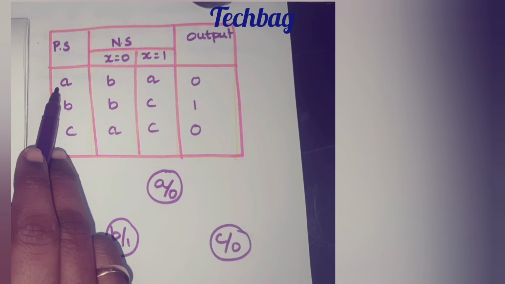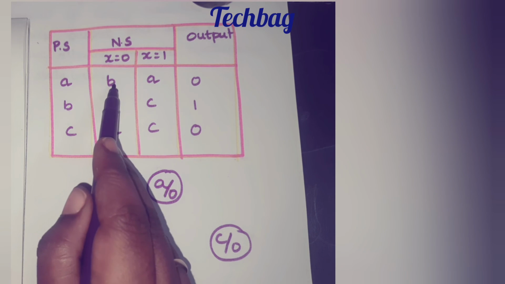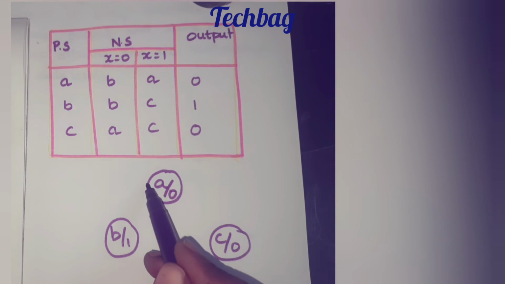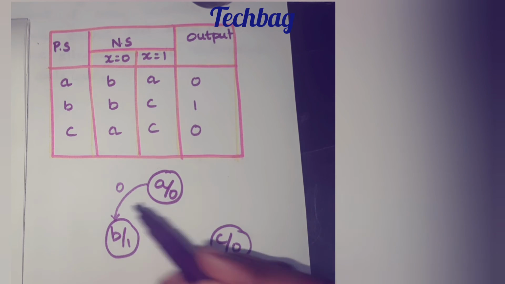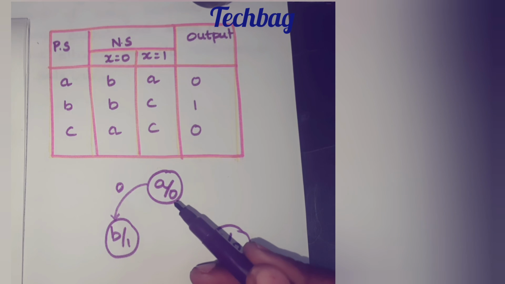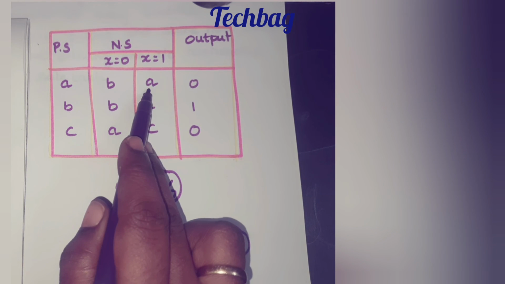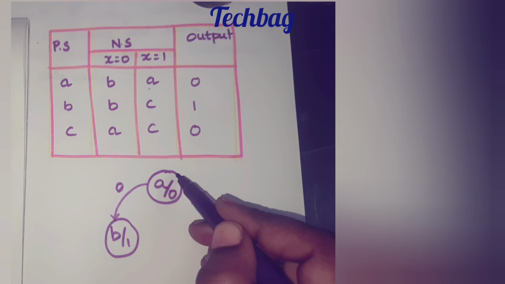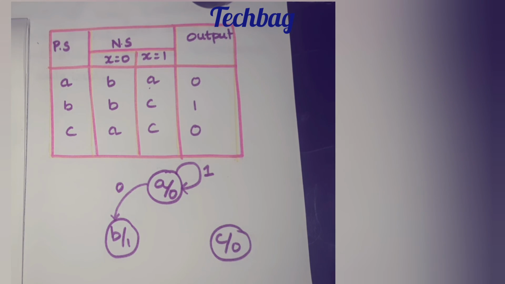So let us start from first row. First row is A. If input is 0, it goes to B. So input 0, it goes to B. So in that transition line, we have only one value that represents the input. A, input is 1. The next state is also A. So you should stay at the same state for X is equal to 1.